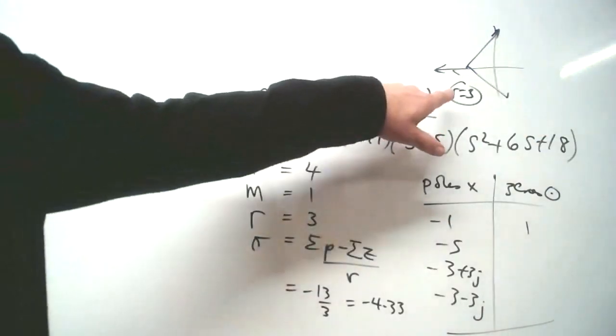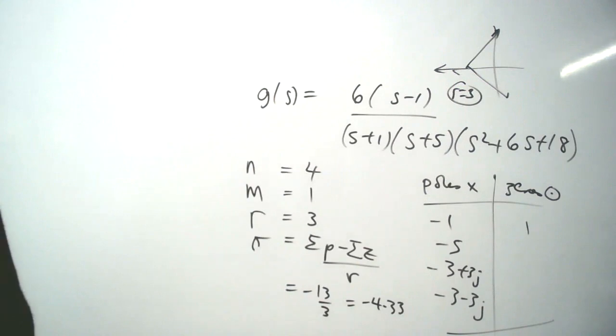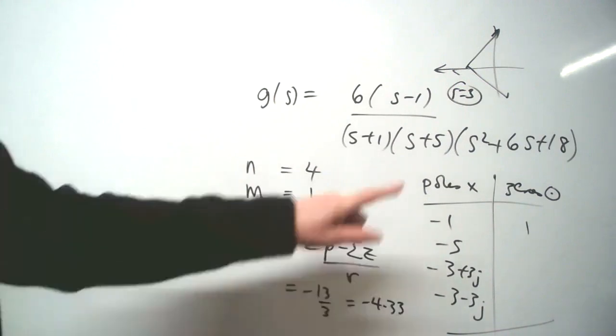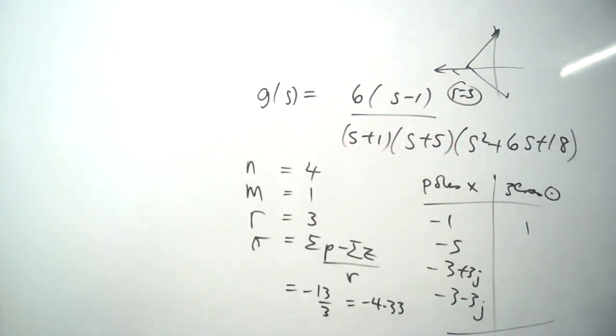I think most of the time R is 3, occasionally R is 4. You wouldn't get R is 2 because it's too simple. So it'll either be 3 or 4, but 3 would be a good number.